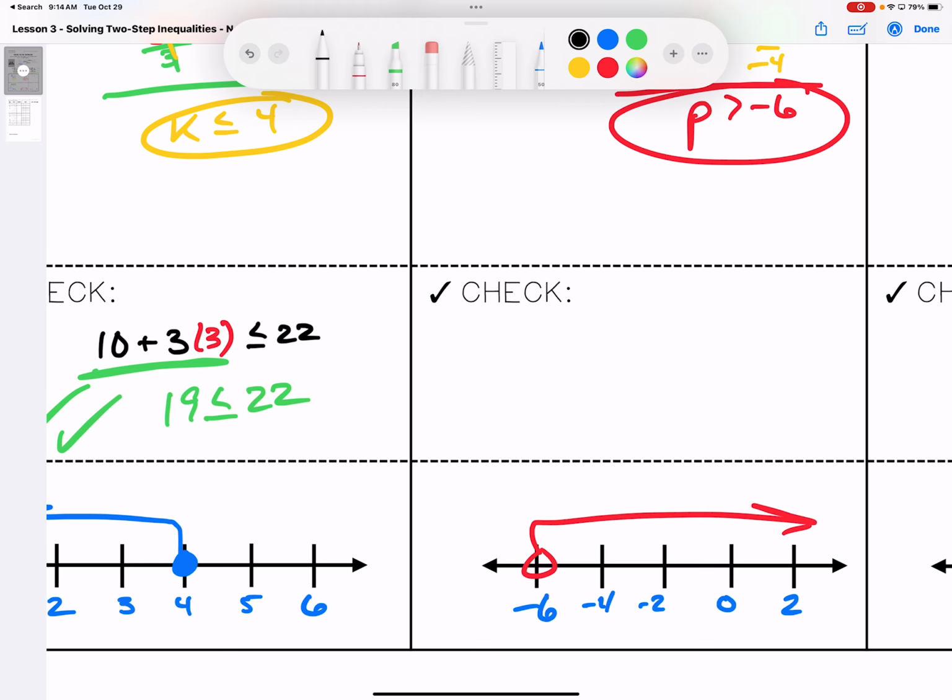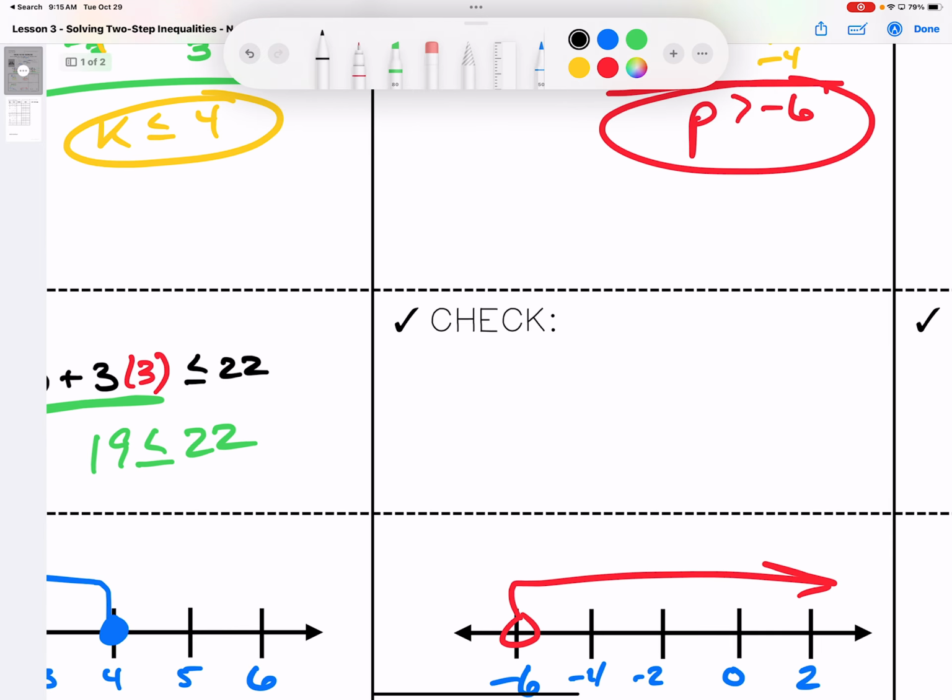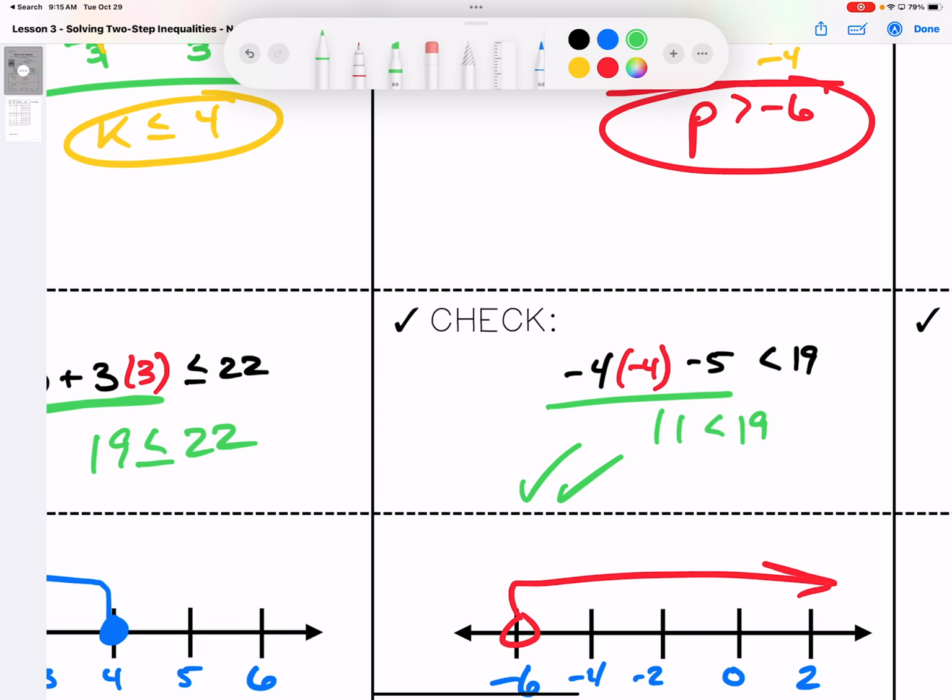Now we're going to go check it. So it is negative 4. We're going to choose negative 4 to plug in there. And plus or minus 5. Now, we're going to work that out, and that is going to give us 11. Is 11 less than 19? Yes, it is.